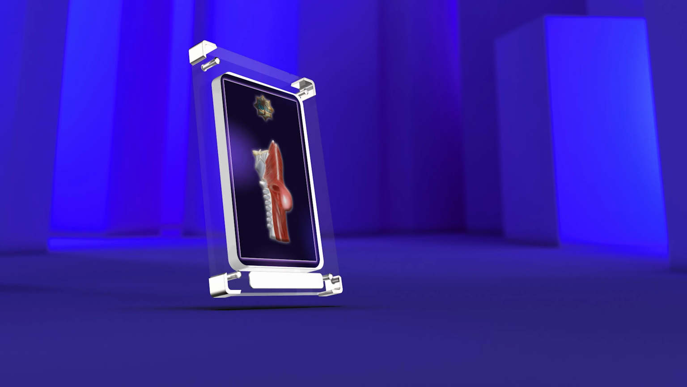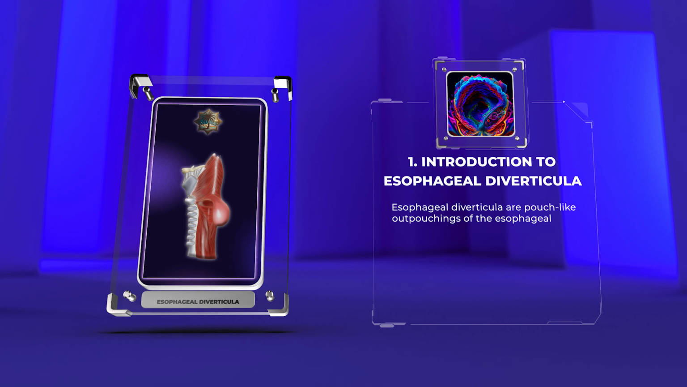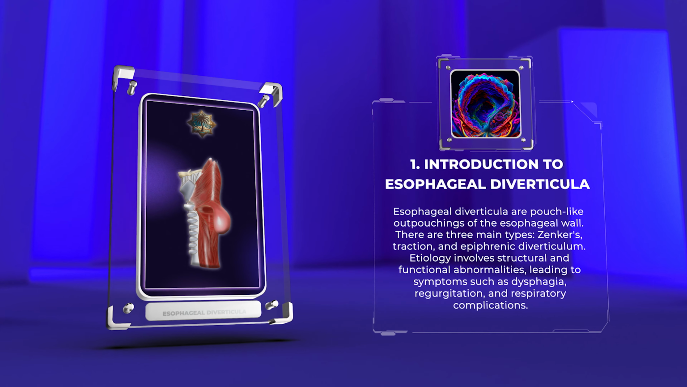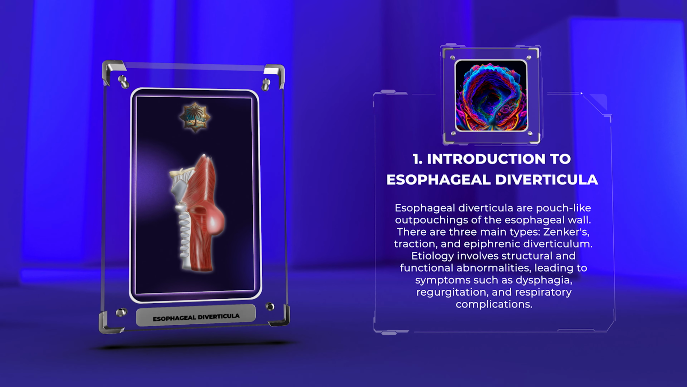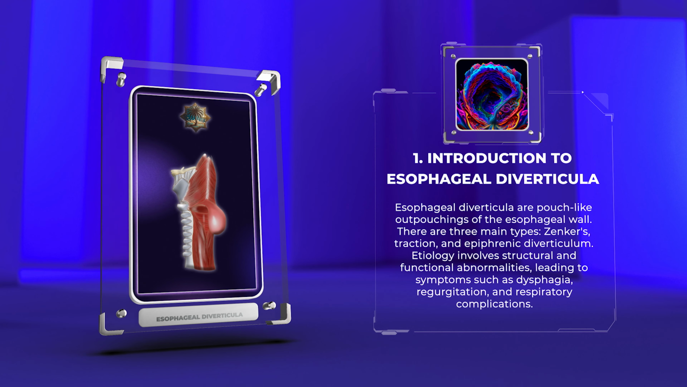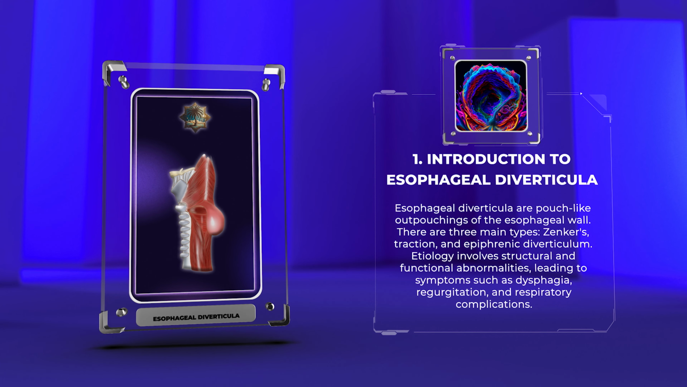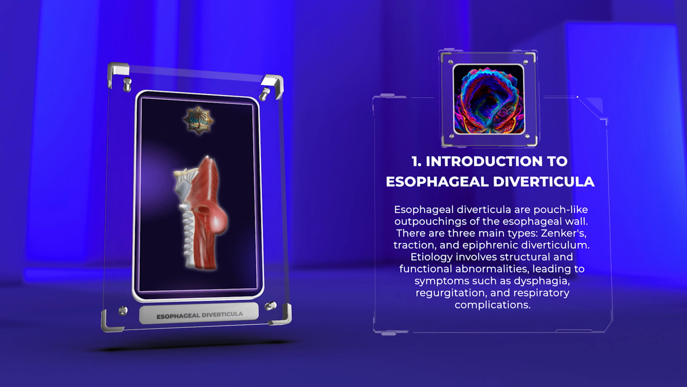Esophageal diverticula are pouch-like outpouchings of the esophageal wall. There are three main types: Zenker's, traction, and epiphrenic diverticulum. Etiology involves structural and functional abnormalities, leading to symptoms such as dysphagia, regurgitation, and respiratory complications.